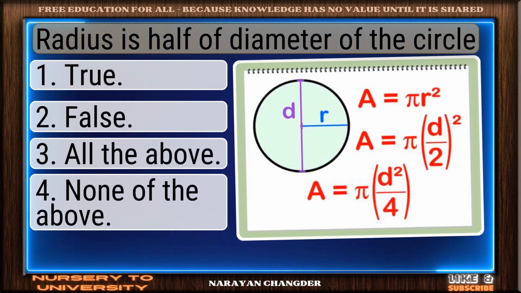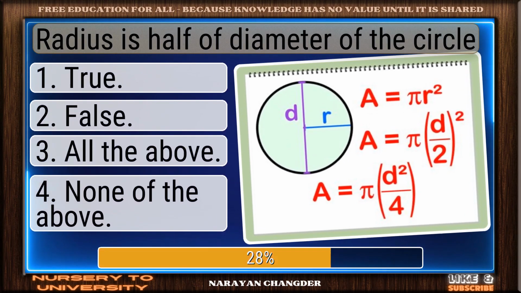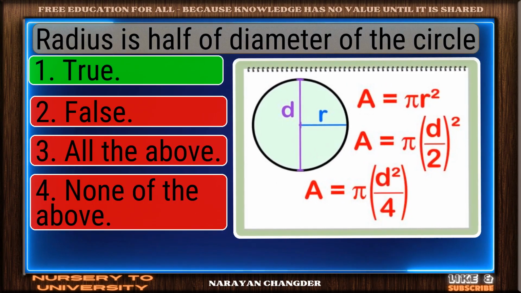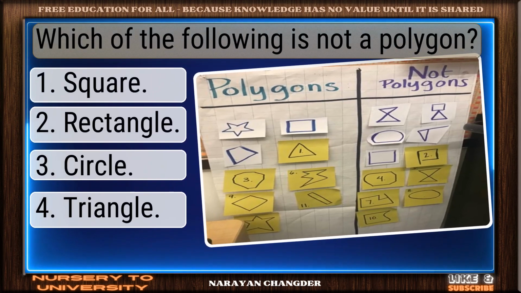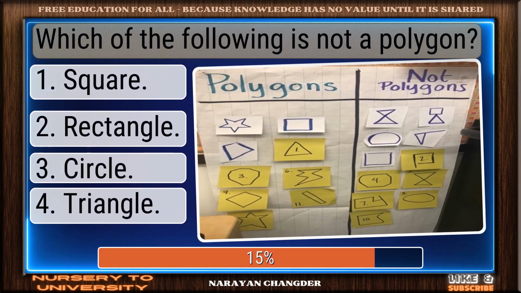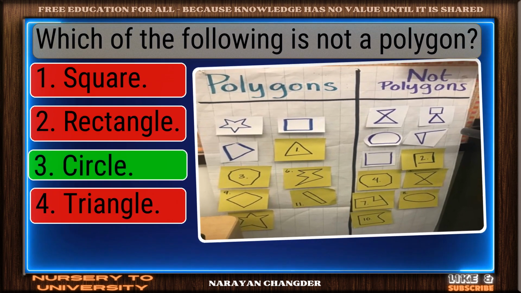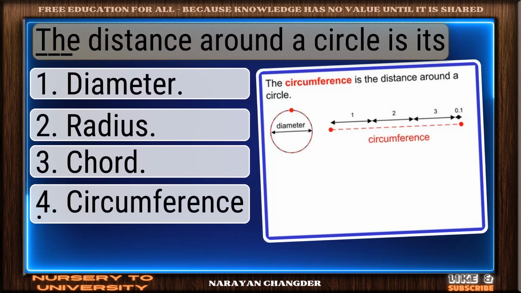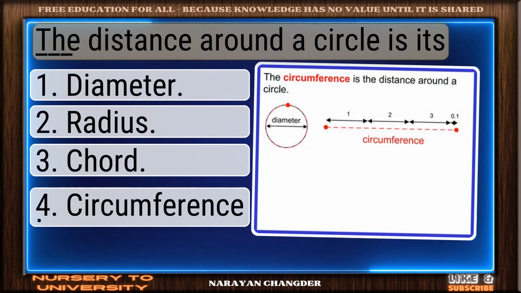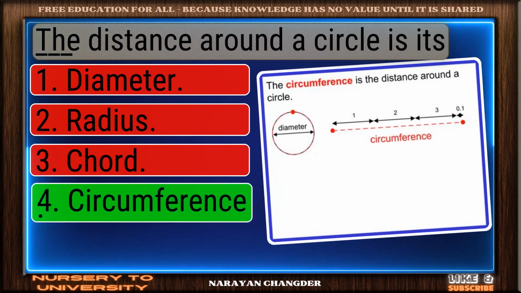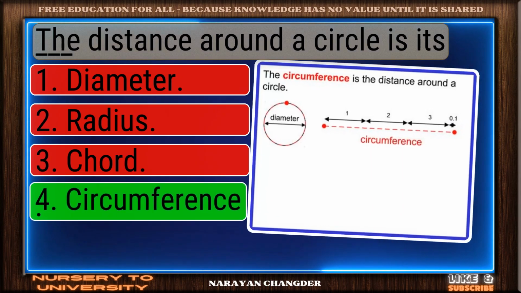Radius is half of diameter of the circle. Solid response. True is a valid choice. Which of the following is not a polygon? Nice work. You chose circle and it is correct. The distance around a circle is its dash. Valid point. Circumference is true.